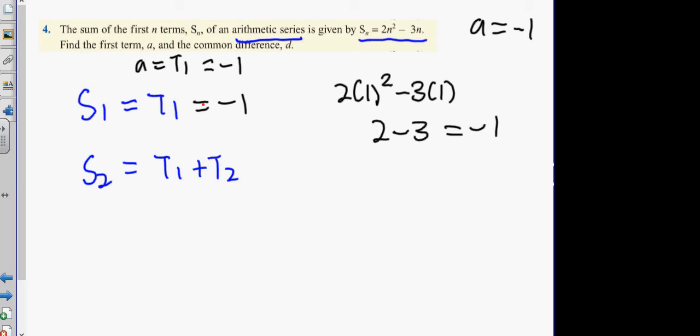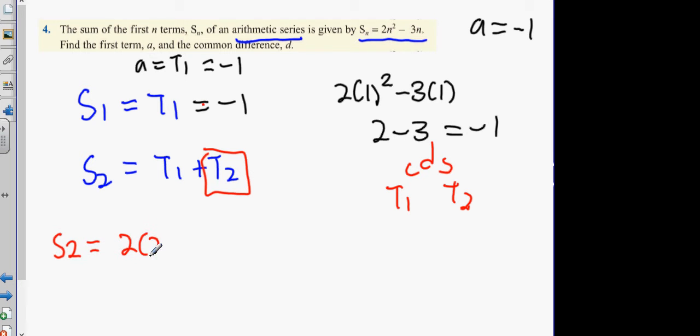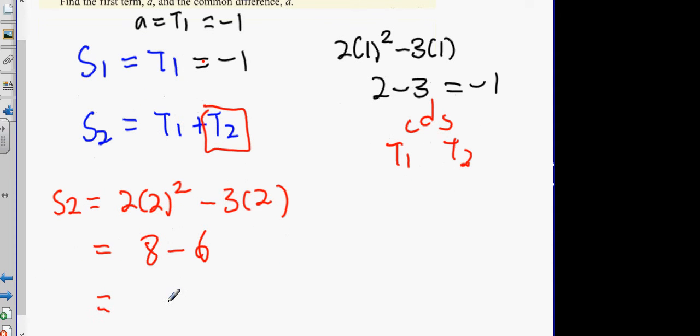Next thing we need to find out is what T2 is, because the gap between T1 and T2 tells us what the difference is. So what we're going to do is find S2. S2 equals 2 multiplied by 2 squared minus 3 times 2. We're just reusing the formula up here. This is going to be 8 minus 6. Therefore, S2 equals 2.